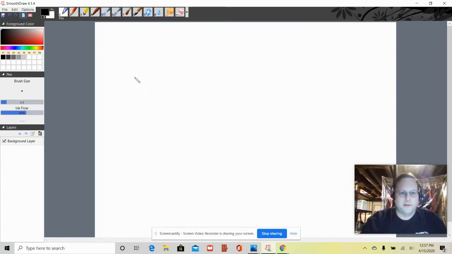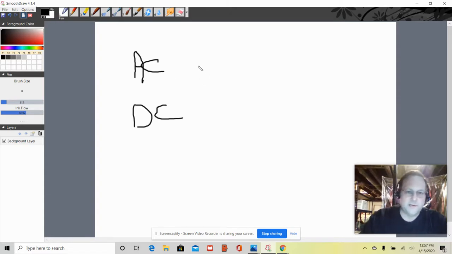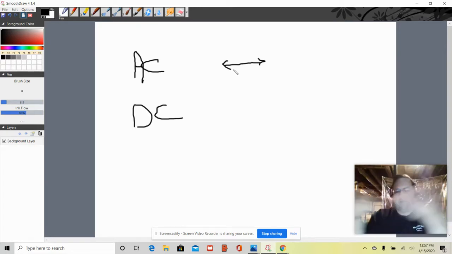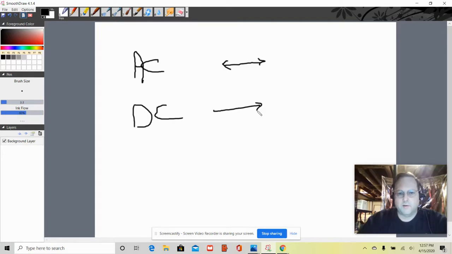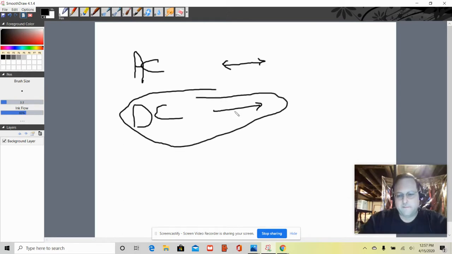Remember, there are AC and DC. I've got some things coming to make my writing much better on this. So AC, the current goes forwards and backwards, right? Remember, it goes back and forth, back and forth, back and forth. DC, it only goes in one direction. So computers run on what? DC current.